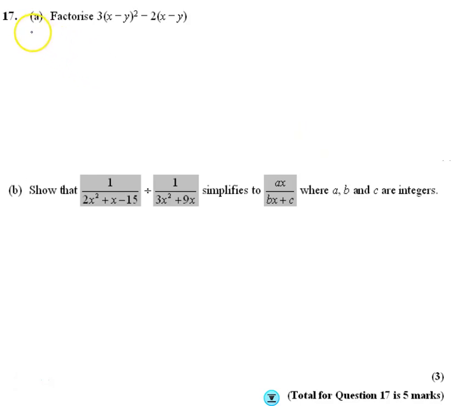Question 17, some more algebra for us. This time it's asking us to factorise. Normally, we know what factorise means: to put into brackets. So we've got to spot the common factor.